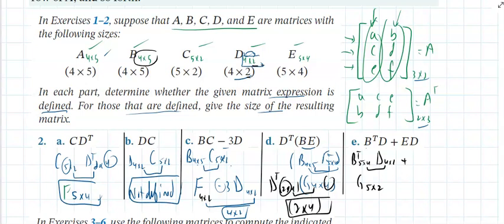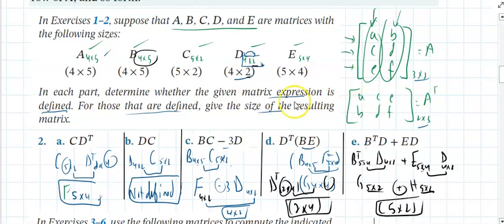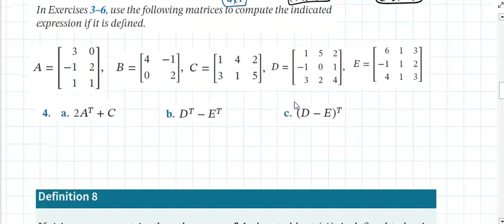ED, I'm adding. E happens to be 5 by 4, and D happens to be 4 by 2. So that matches. I'll get another matrix, let's say matrix H, which is a 5 by 2. And if I'm adding, they have to be exactly the same, and that's possible, and the outcome is 5 by 2. Now let's get our hands dirty and do a few of those.